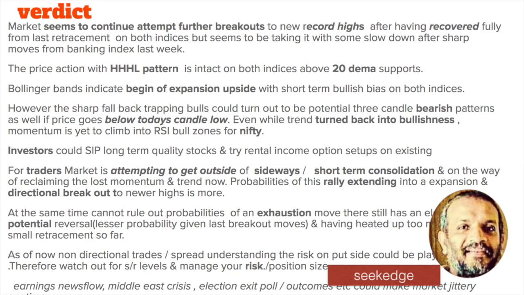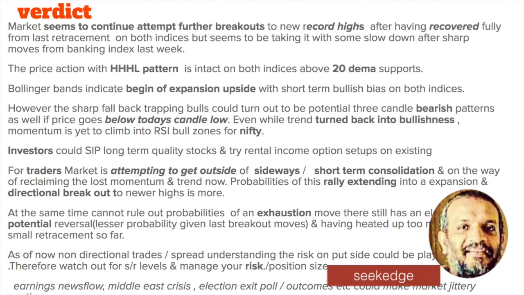But even while the trend is still up, the RSI of the Nifty has not yet entered the bull zone above the RSI. So in short, investors have to keep looking for opportunities of buying in SIP mode and in long-term quality stocks. I'll try and link some of the option setups, and you can check the playlist for details of that.